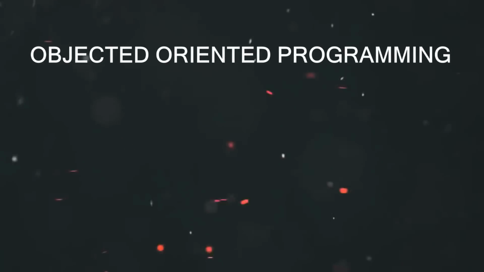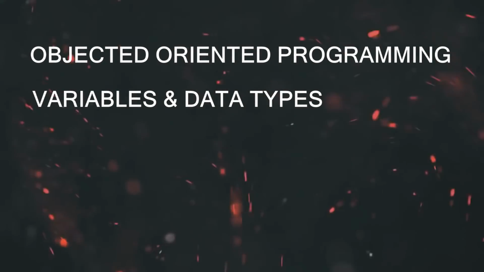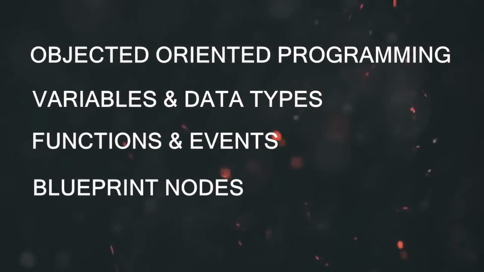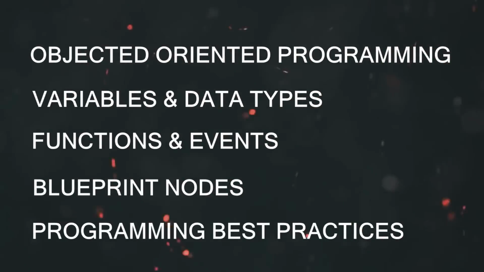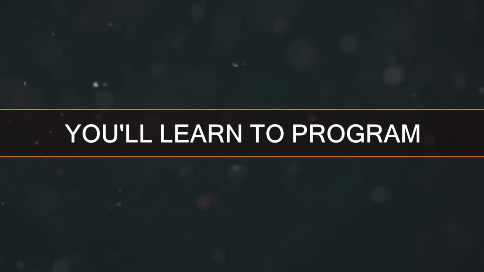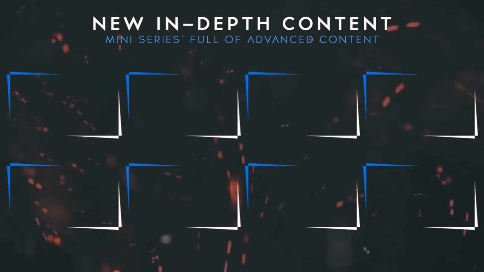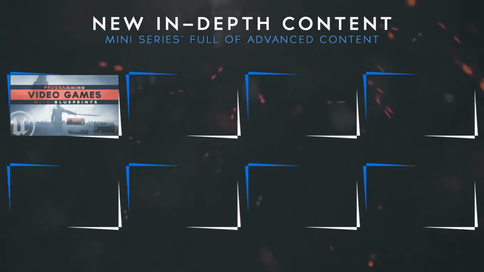Having said that, those are object-oriented programming, variables and data types, functions and events, a variety of different blueprint nodes, and lastly, some programming best practices. Now, learning all of this will get you on your way to becoming a game programmer. However, this is just one piece of the puzzle in terms of making a complete video game.